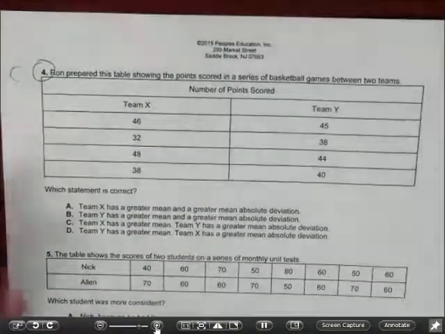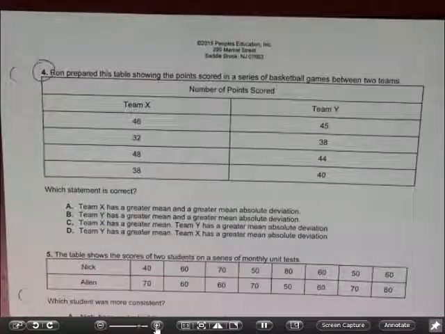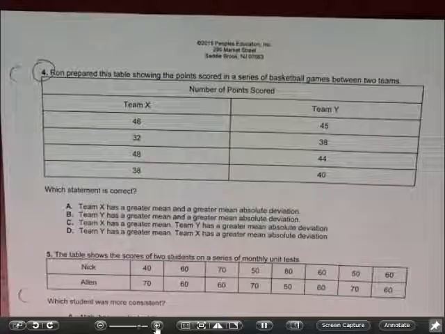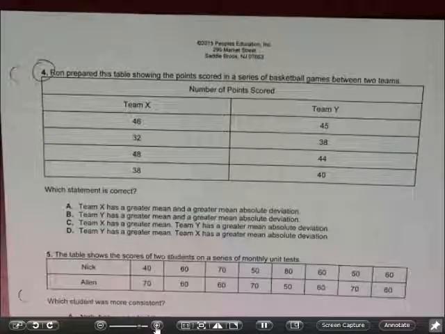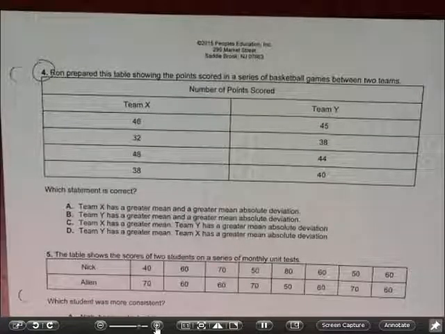and 4. The reason that I threw 4 in there, if you look at number 4, you guys, because it's kind of important, it has 2 teams. Okay, so everybody look at number 4 real quick. It says, Ron prepared this table showing the points scored in a series of basketball games between 2 teams. So notice there's Team X, only 4 data points, and there's Team Y. Here's how you work this one. You need to find the mean and the MAD of this group, find the mean and the MAD of this group. Like I said, only 4 data points, and then you're going to compare them.